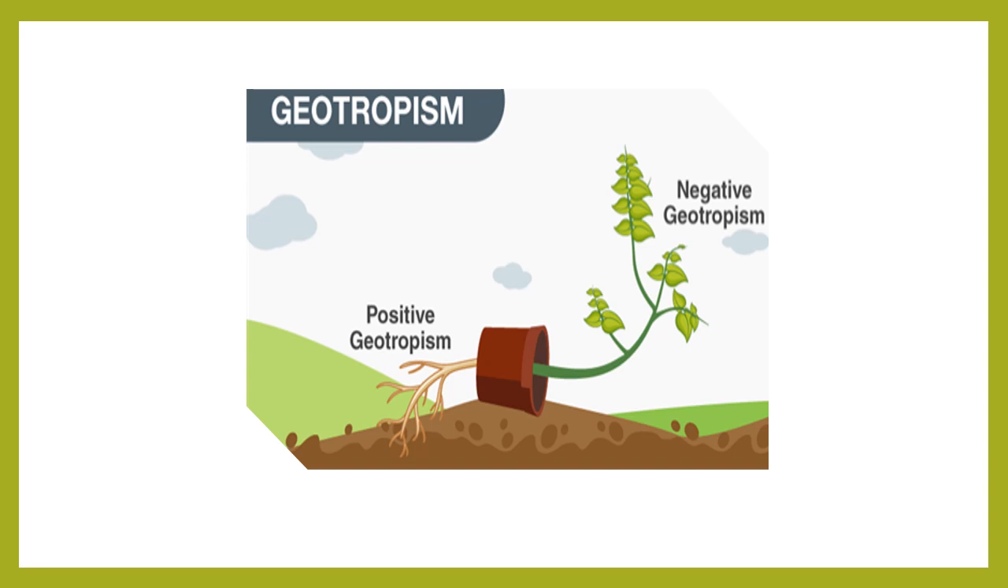In this diagram, you can see negative geotropism and positive geotropism. Geotropism means movement towards or away from the earth's center, meaning gravity. Towards gravity is positive geotropism, the root. Which one is negative geotropism? Yes, the shoots or the stem.